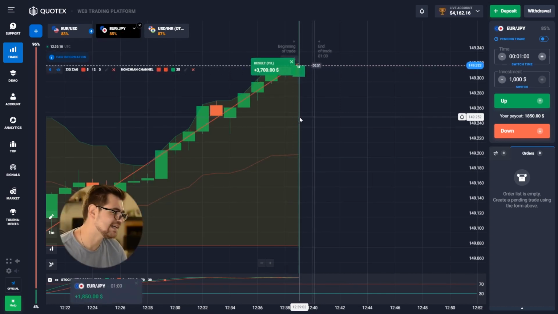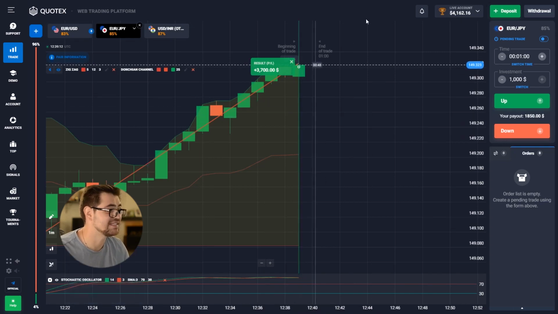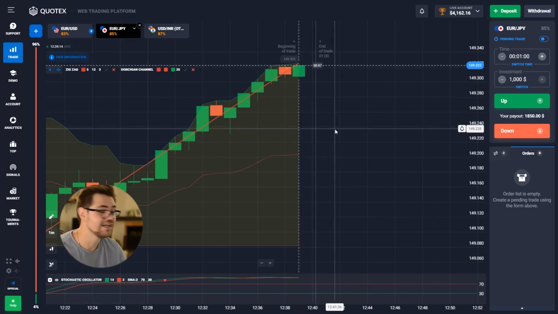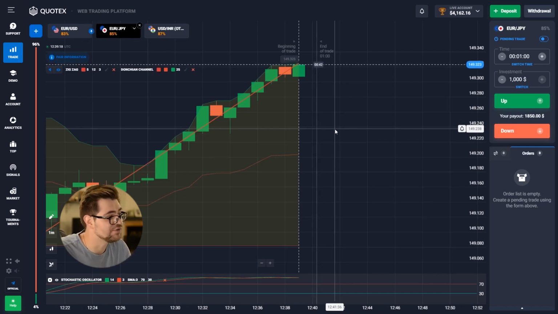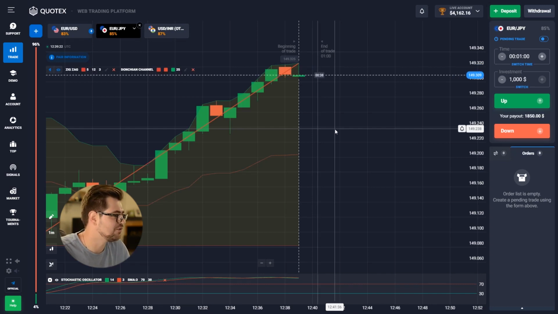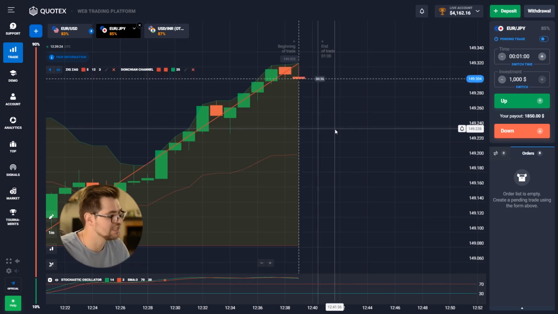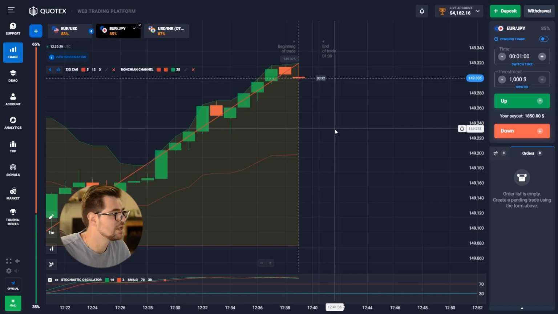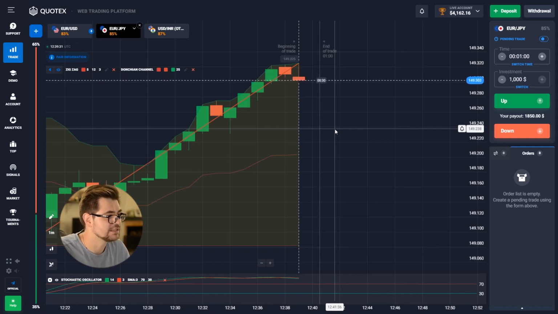Oh guys, 3.7. This was a really great result. I thought it was really risky. Today is very volatile. All the currencies are extremely volatile, so this was a brilliant result. And now we have a chance to place 4 options.